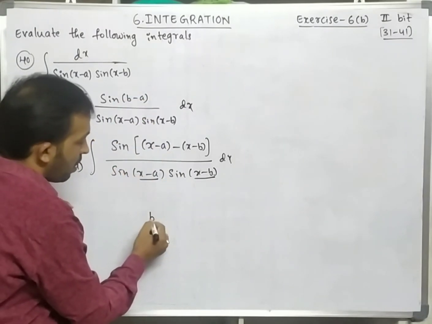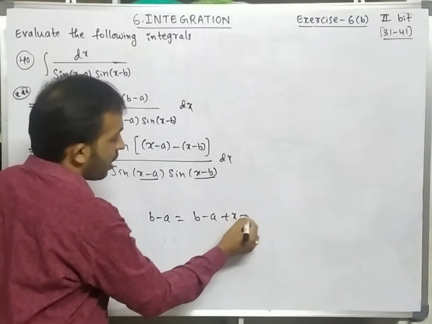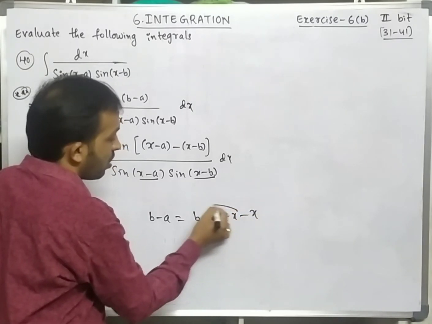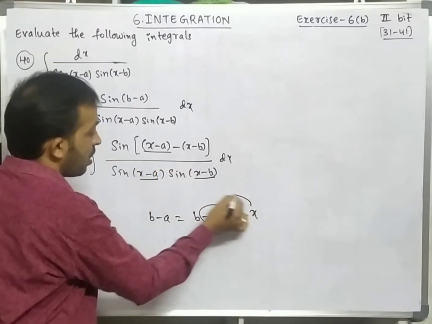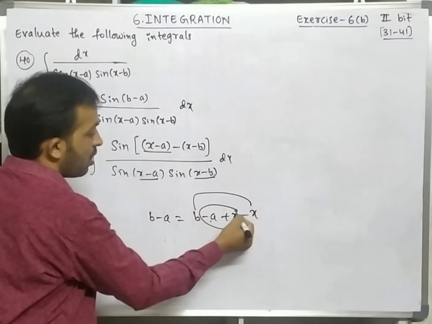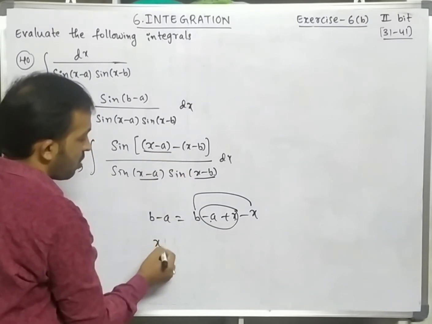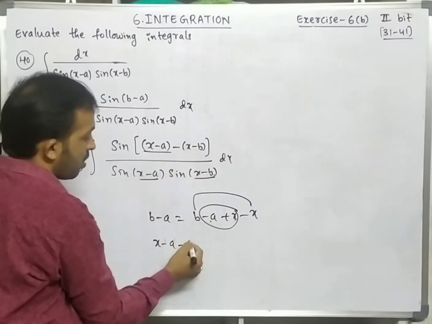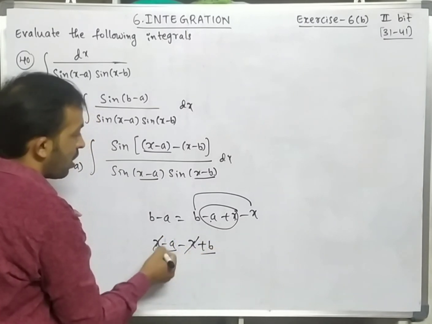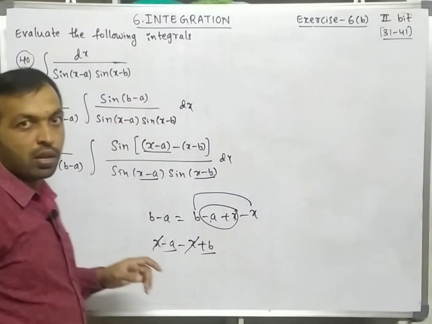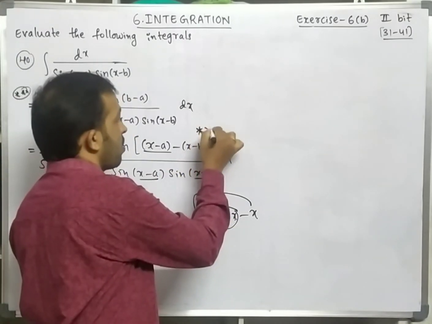So b minus a is equal to, I am adding x and subtracting x. So these two terms can be written as x minus a, and from these two terms minus is common, then minus of x minus b. So after simplification you will get x minus a, minus x, plus b, x cancels. Finally you will get again b minus a only. Okay, so the conversion, the writing also is an important step.